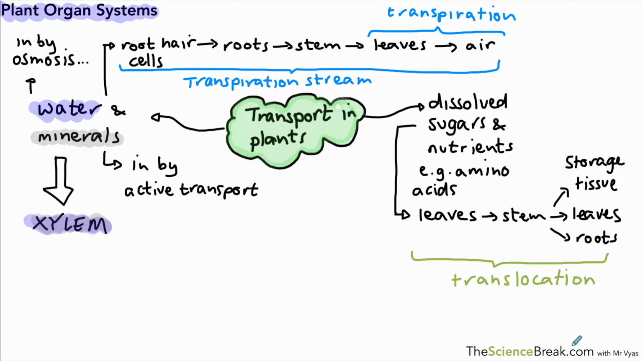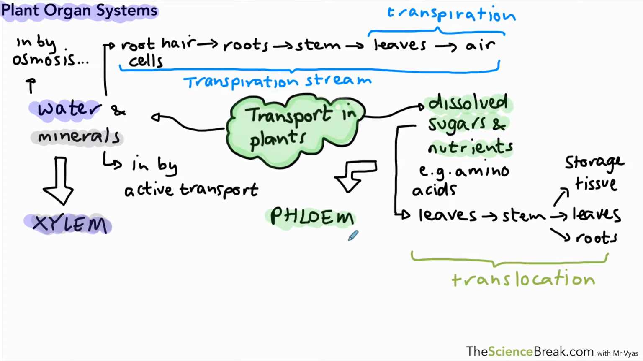So moving dissolved sugars and nutrients around the plant is called translocation, and this is taken care of by another type of tissue. So let's just highlight that so we know what we're talking about. So this is taken care of by a tissue called phloem tissue. There we go, that's the phloem highlighted.